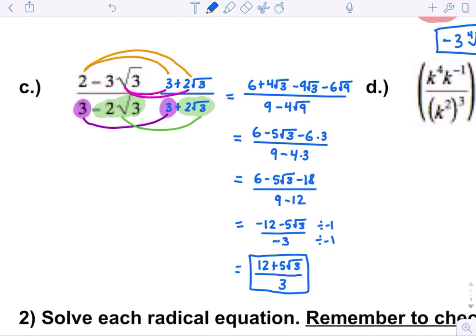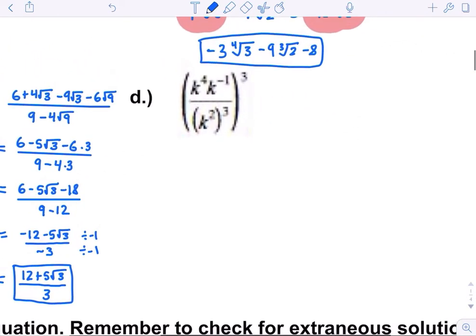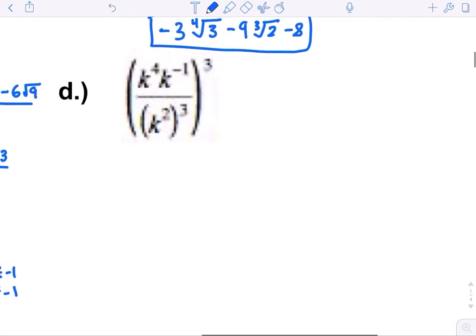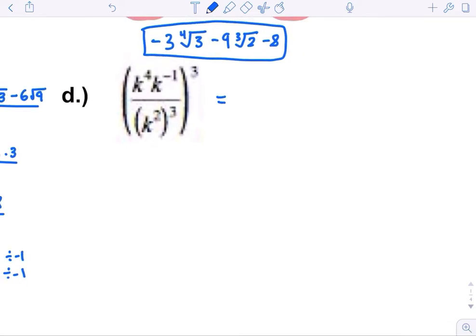Okay. Part D, you guys. So this has to do with your exponent rules. So first of all, when you have the same base and you multiply them, there's multiplication happening in between them. That means you add your exponents. So we're going to get k to the 4th times k to the -1, which is 4 plus -1, which is k to the 3rd.